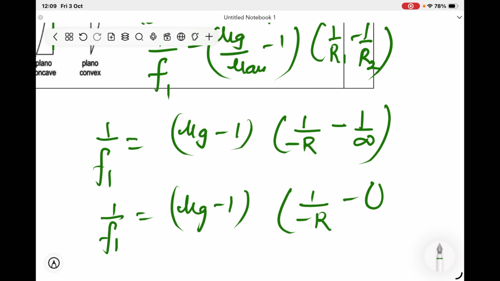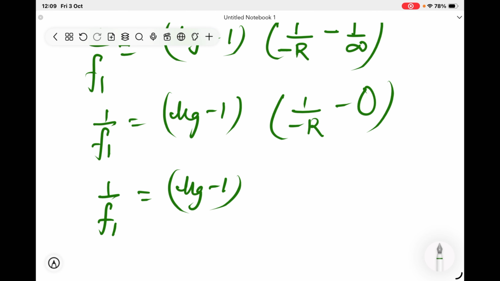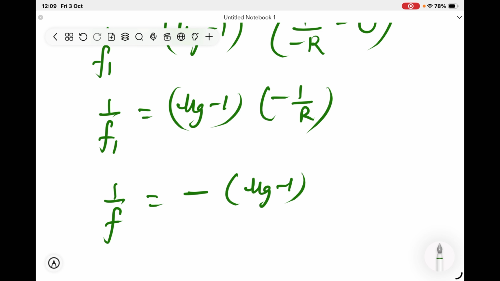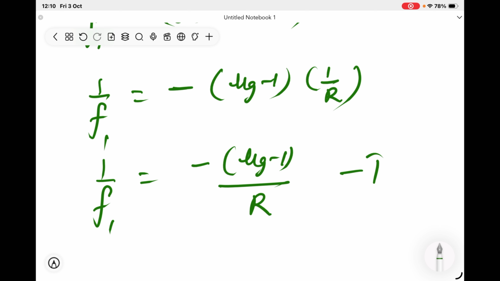And this is minus 0. Minus 0 is nothing. So basically what are we left with? 1 by F1 equals mu G minus 1 and minus 1 by R. Now this minus can come outside because it is in multiplication. Those who are weak in maths should be very careful. So you can write it in a more organized way: 1 by F1 equals minus mu G minus 1 upon R. So this is my first equation.